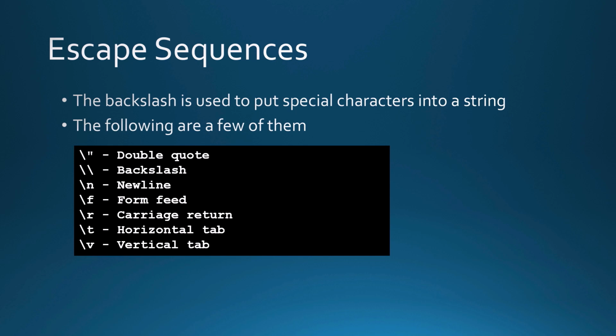So remember how we delimit a string on each side with a double quote. If you need a double quote inside of that string, you can put a backslash and then a double quote, and that double quote will appear in the string. Or if you need a backslash, you just simply do 2 backslashes, and that will give you 1 backslash in the string. Or if you need a new line, or a form feed, or a carriage return, or a horizontal tab, or a vertical tab. These are just a few of the escape sequences available to us in C#.